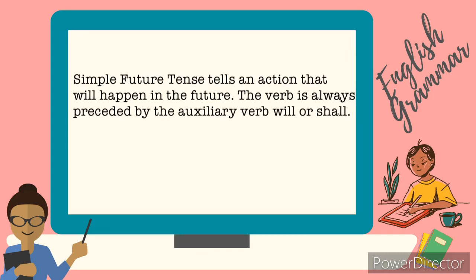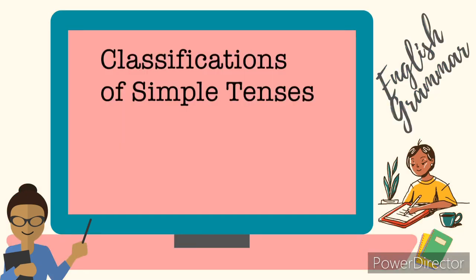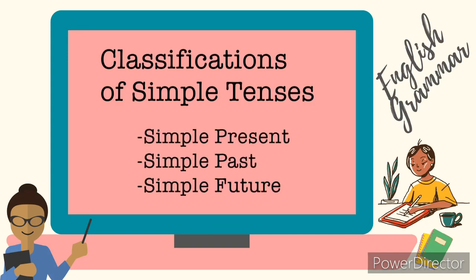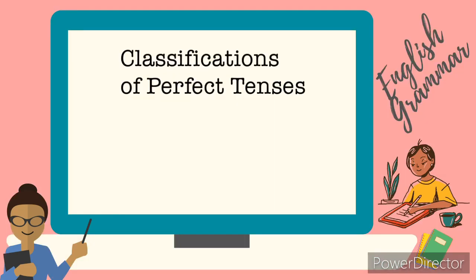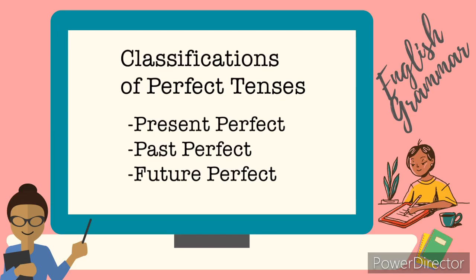For example, Nathan will fly to Davao next week. In this example, the verb speaks of future action, and that is will fly. So again, we have three classifications of simple tenses. These are simple present, simple past, and simple future. The other tense of verb is called the perfect tenses. These are classified also into three, such as present perfect tense, past perfect tense, and future perfect tense.